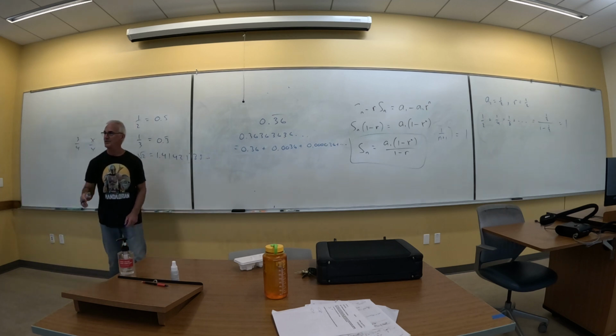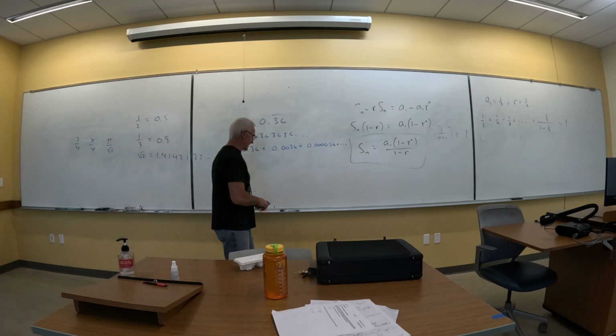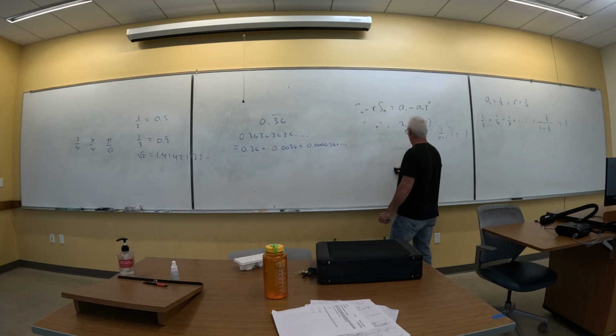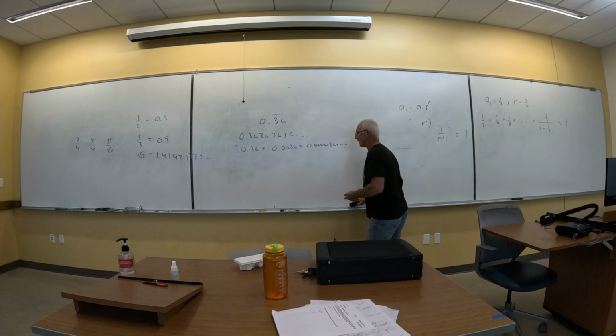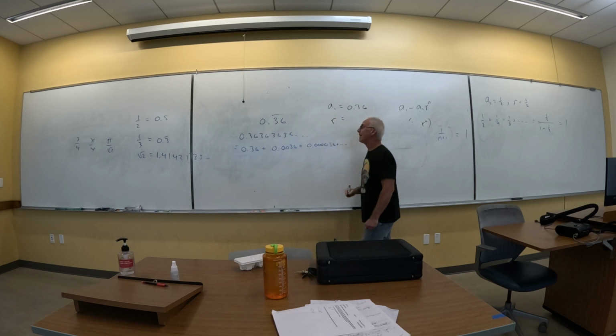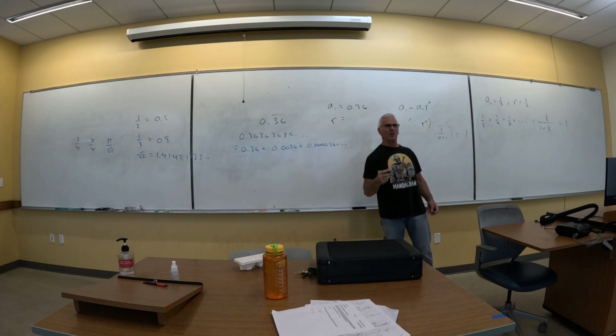Some of you may have done this. I would hope that you did this in an algebra class way back when. I don't care if you remember how to do it, because it is such a cool thing that we can do here. All right, so what is my A1? 0.36. What is my R? 1/100. Yeah, I'm going to write it as a decimal only because the other one's already a decimal.